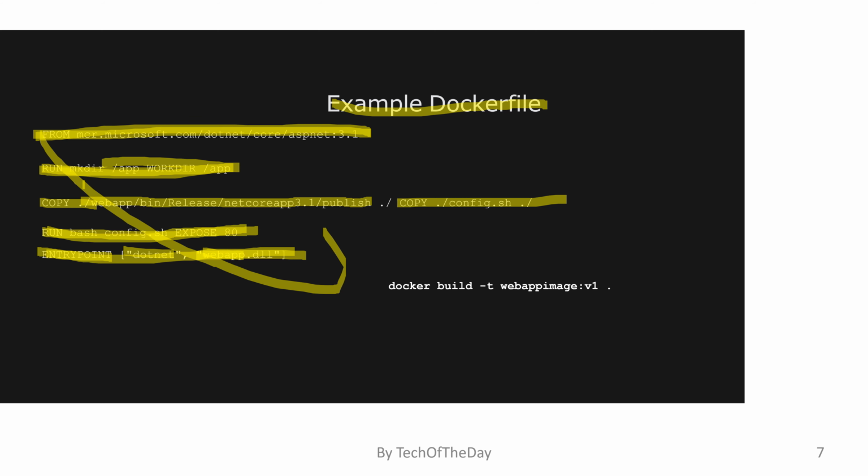The binaries are in the relative path ending in publish, and they are being copied onto the container image into the current working directory, which is the dot. This is actually the app directory, which we set as the working directory in the previous instruction.